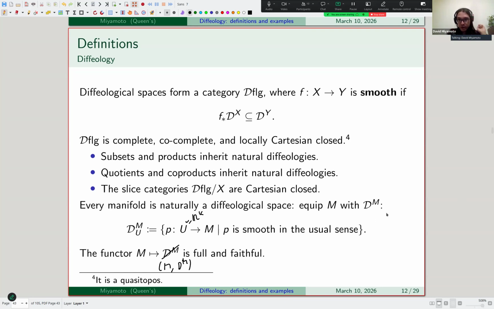When you've equipped them with the diffeology, it looks like you forget the dimension a little bit, right? Because the data is all these smooth maps for any k. But you can recover the dimension by looking at some sort of supremum over collections that generate the diffeology, whatever that means. So the dimension can be recovered, but it no longer becomes part of the fundamental definition.